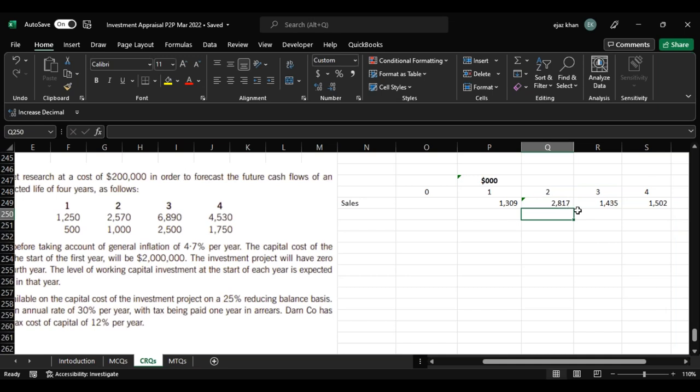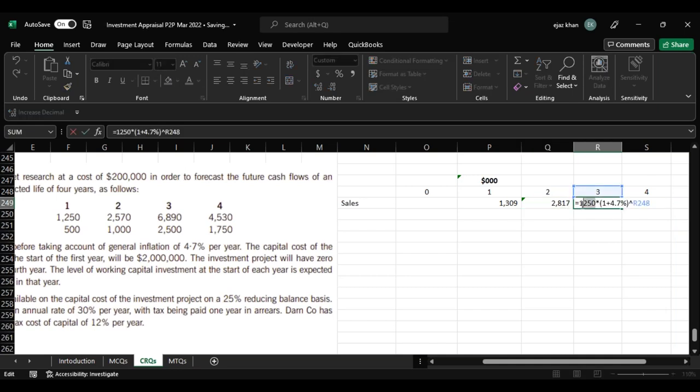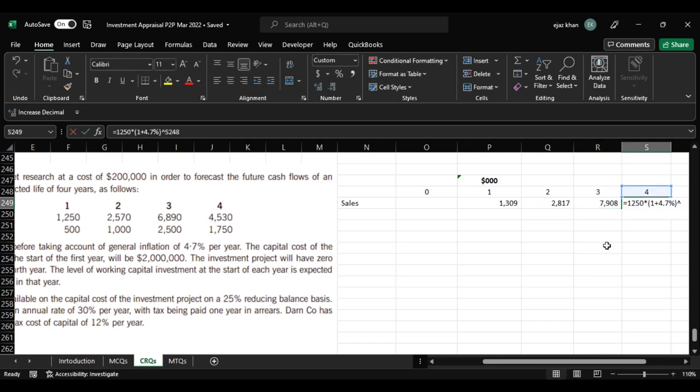So it's going to be 2817. Similarly, I have to change this figure as well, and I should make it 6890. And then it should be 4530. Nothing else needs to be changed. Now this technique will help you to save your time in your exams. I hope it's clear now.